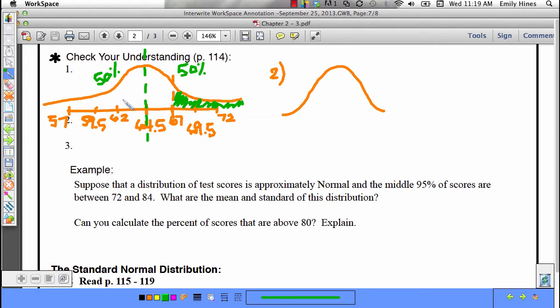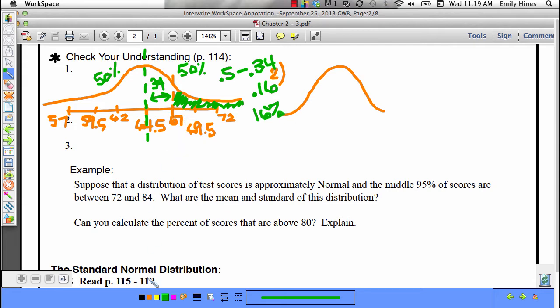So if from 1 standard deviation to 1 standard deviation is 68%, then that means from here to here must be 34. So to find this, I could say 50% or 0.5 minus 0.34, and I would end up with 0.16. That would be greater than, so 16% is greater than 67 inches.